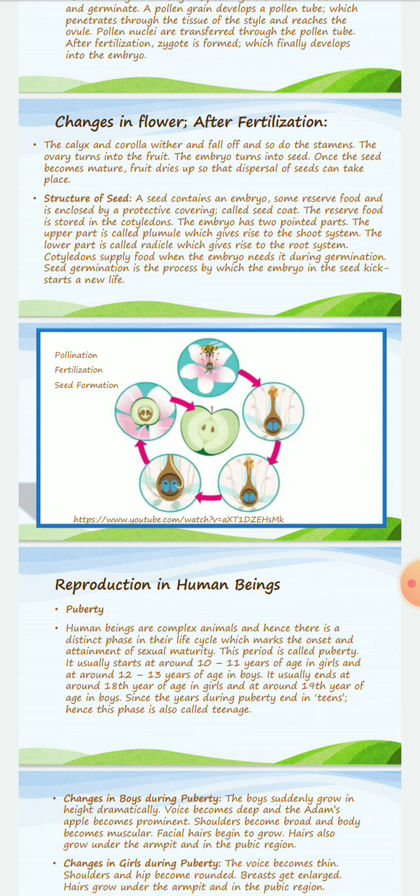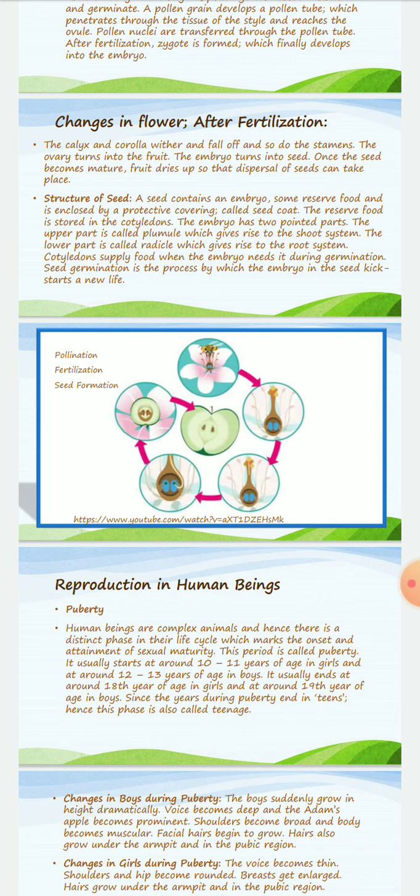The upper part is called the plumule, which gives rise to the shoot system, and the lower part is called the radicle, which gives rise to the root system. Cotyledons supply food when the embryo needs it during germination. Seed germination is the process by which the embryo in the seed kick-starts a new life.